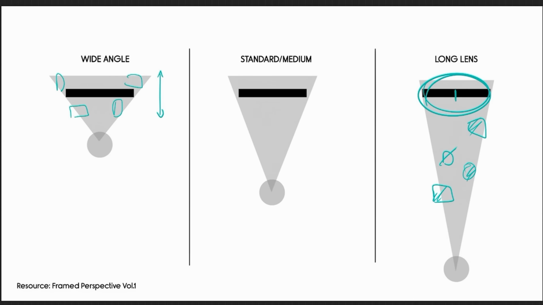So this is good to understand because when you want to replicate a certain feeling of a lens in your 2D illustration, because you're not using a camera, right? You're using your own 2D drawings, you can basically give the illusion of a long lens or a wide angle lens by the fact that you're putting certain things in focus and other things out of focus.